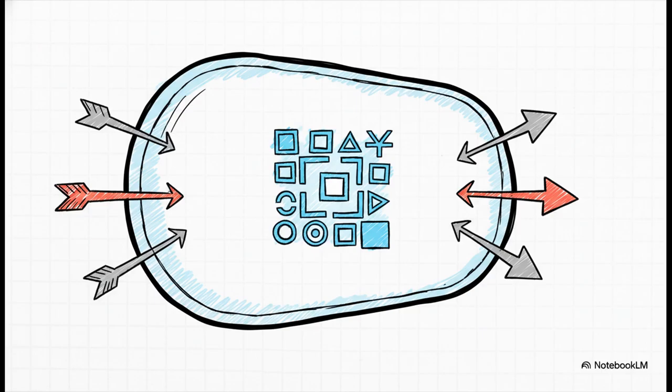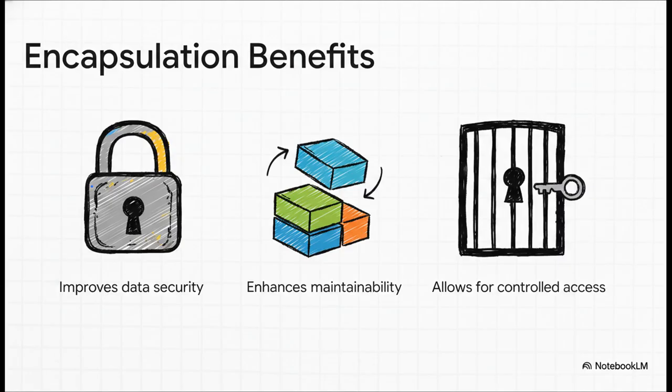It basically prevents the internal data of an object from being messed with, either accidentally or on purpose, from the outside. Access is super tightly controlled. And the benefits of this are huge. For one, you get much better data security because other parts of the program can't just reach in and change things. This makes the code easier to maintain and gives the programmer total control over how their objects are actually used.